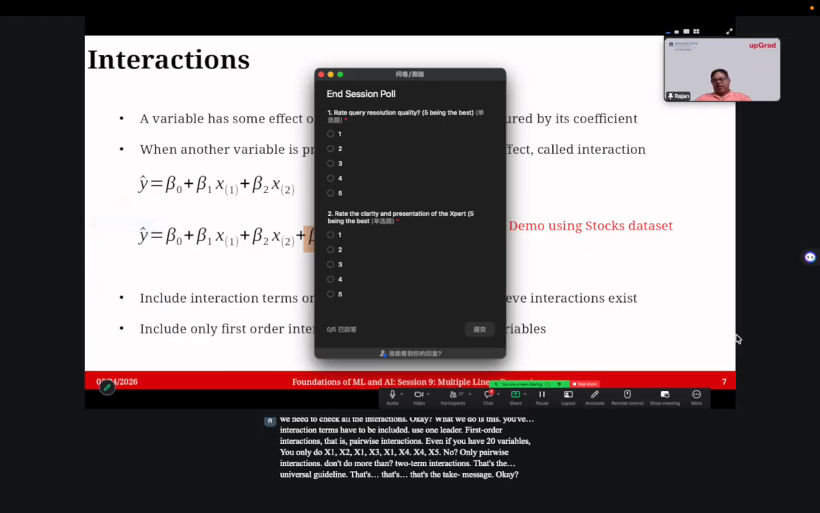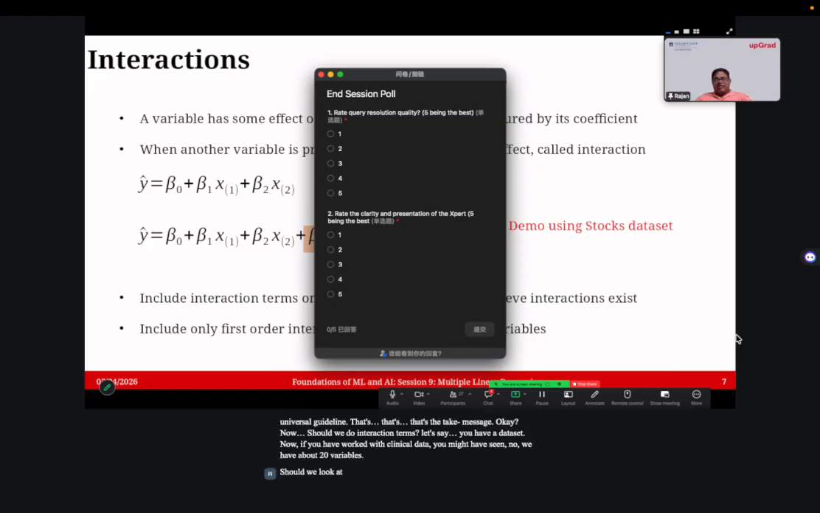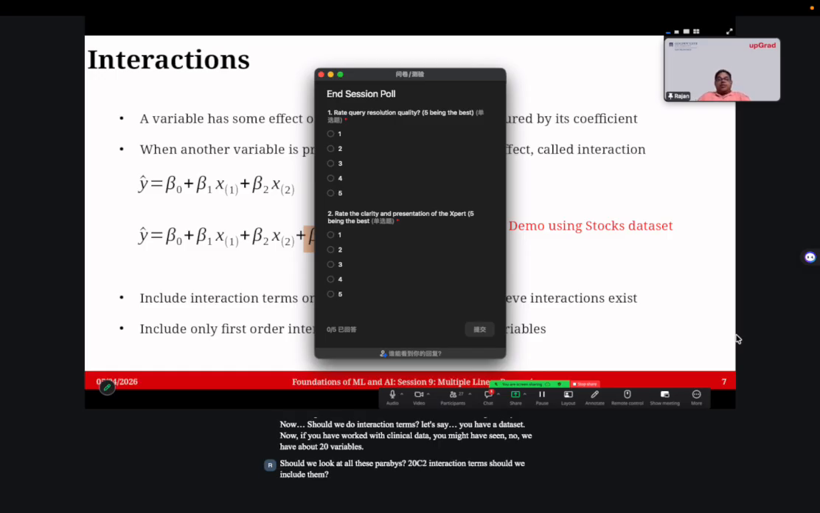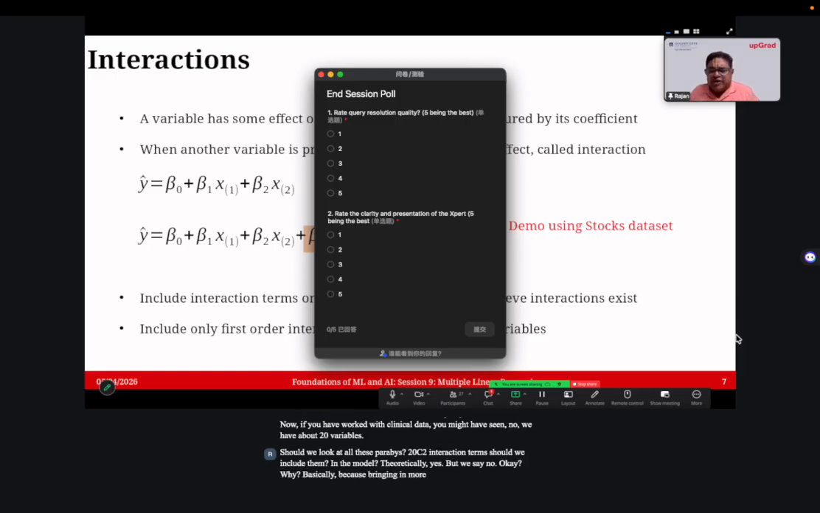Okay. Now, should we do interaction terms? Let's say you have a data set. Now, if you have worked with clinical data, you might have seen we have about 20 variables. Should we look at all these pairwise 20C2 interaction terms? Should we include them in the model? Theoretically, yes, but we say no. Why? Basically, because bringing in more variables usually makes your model perform artificially well.